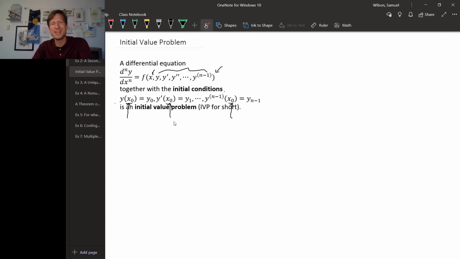Notice that at this point, although based on our experience, this is a good way to set up our initial value problems, we don't actually have any guarantee that an initial value problem actually has a unique solution, or indeed any solution at all.